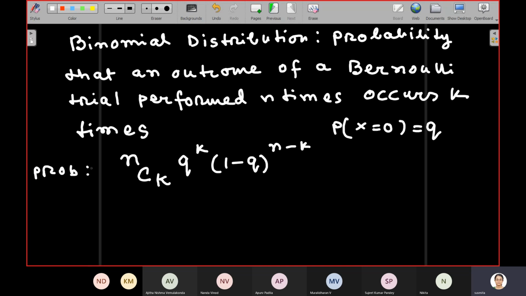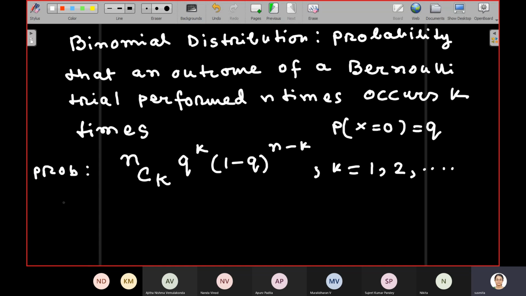This is the probability of the binomial distribution. So K can take any values: 1, 2, and so on. In fact, we can use 0 also.